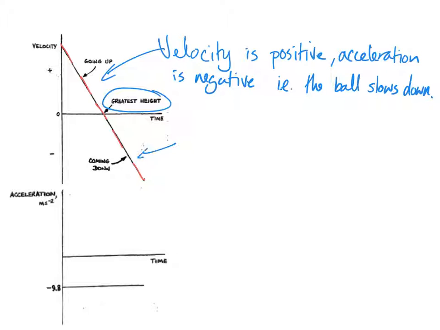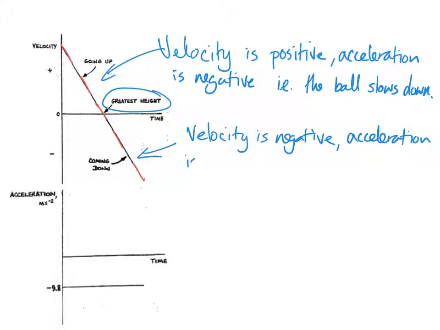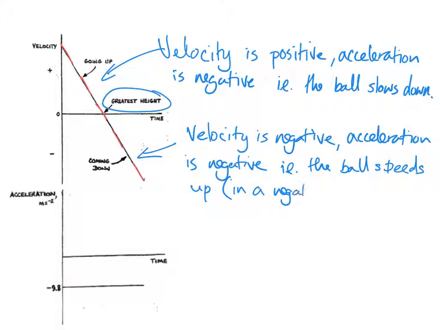On the way down now, if we look at this bit, the velocity values are now negative. The acceleration due to gravity is still negative 9.8. But because these are both acting in the same direction, i.e. the ball speeds up, and in this case in a negative direction, i.e. down.